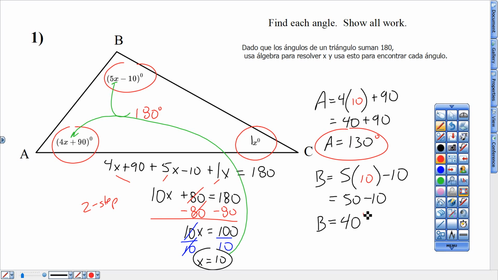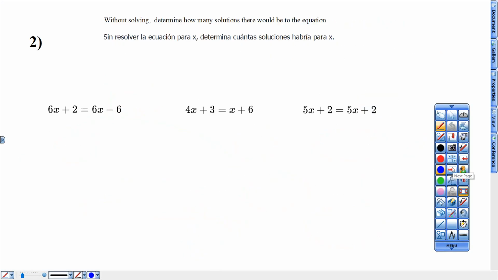And then, of course, if I wanted to find that last angle, angle C is just what that answer is for x right away. Angle C is 10. And then if I added these up, they should plus up to be 180 if I did that right. All right, next problem. For these, you're trying to find number of solutions without having to solve.